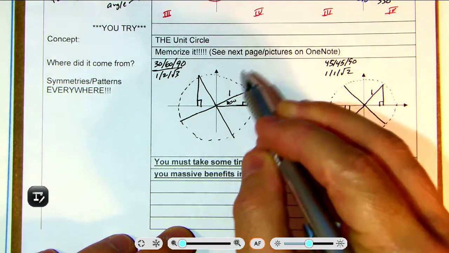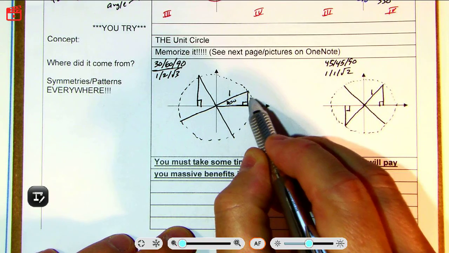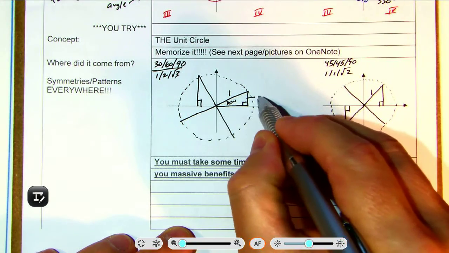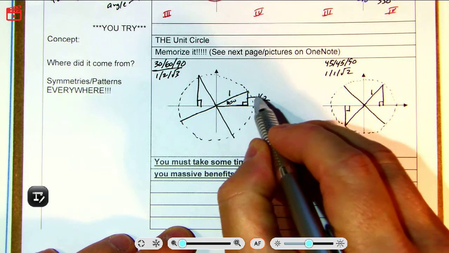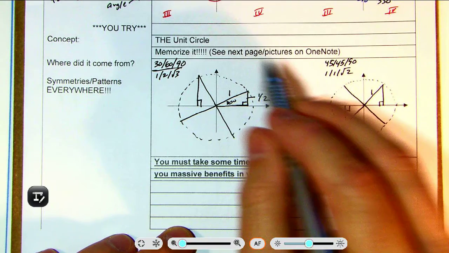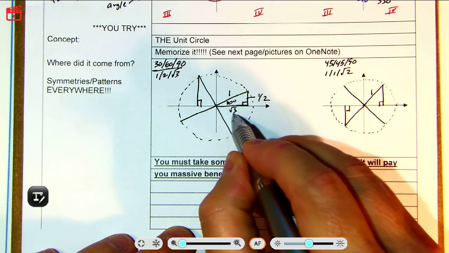The hypotenuse is that side right there. The short side is over here. It's half as long. You see how 1 is half as long as 2? That means this side is 1/2. And then once you get the short side, you multiply that times rad 3. Well, what's rad 3 times 1/2? It would just be rad 3 over 2.